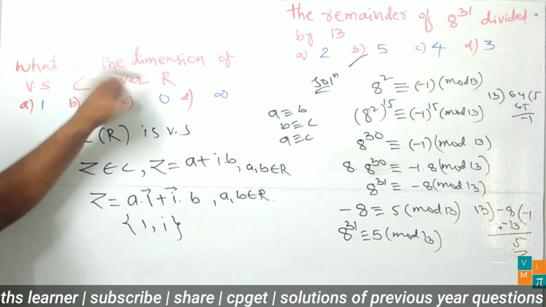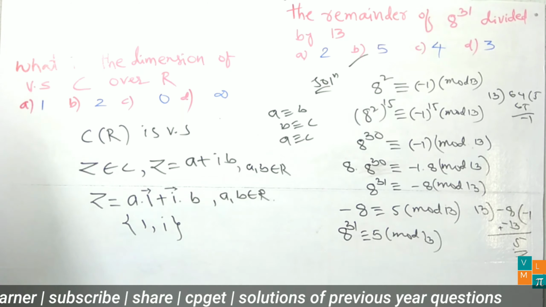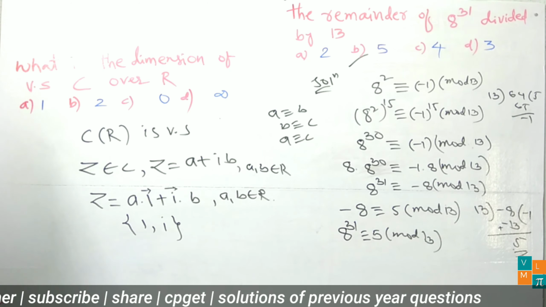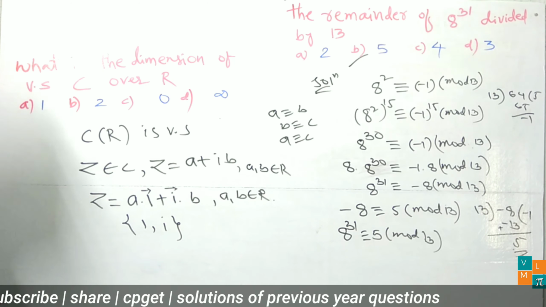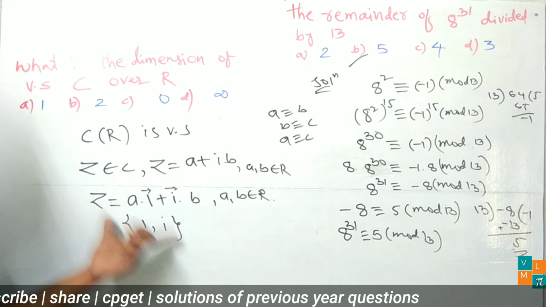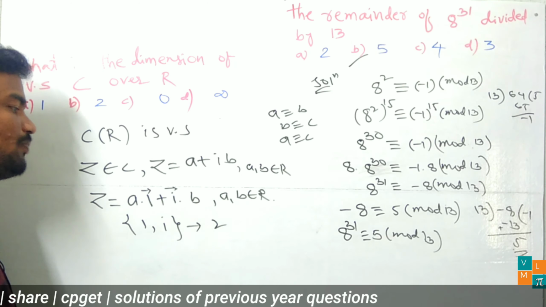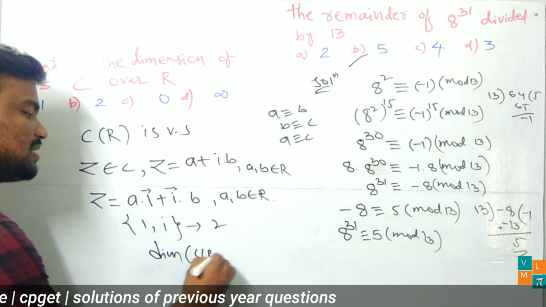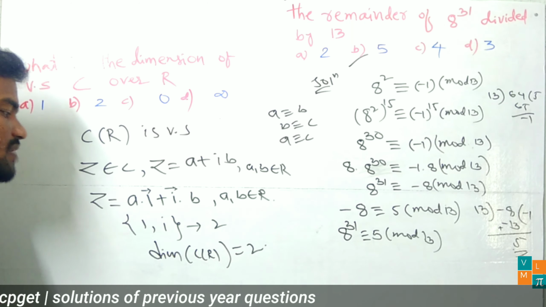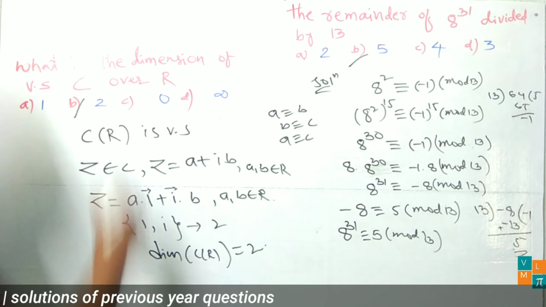So what is the dimension? What is the definition of the dimension? The number of elements in the basis set is the dimension. Here 1 and i are the basis of the vector space C over R. We have two base elements. So the dimension of the vector space C over R is 2. So option B is the correct one.